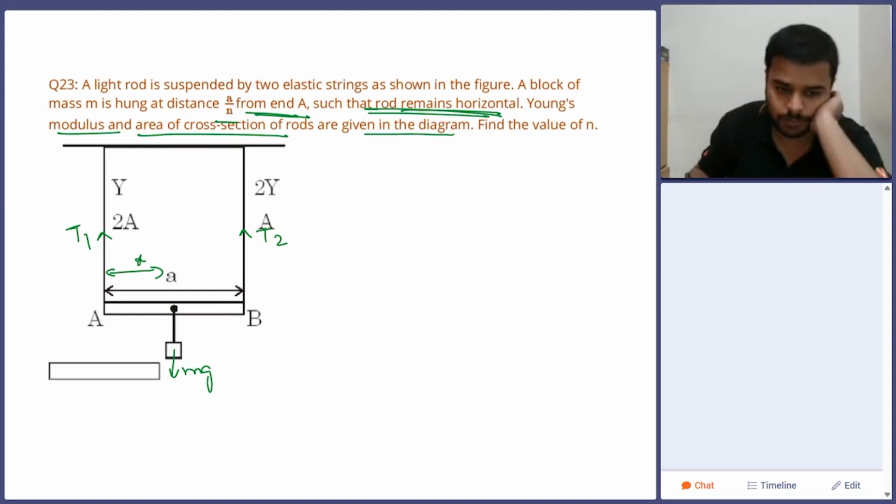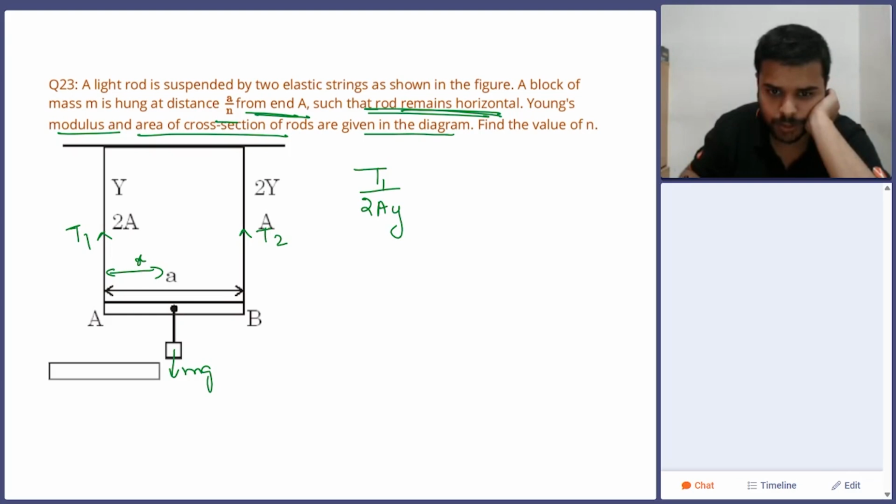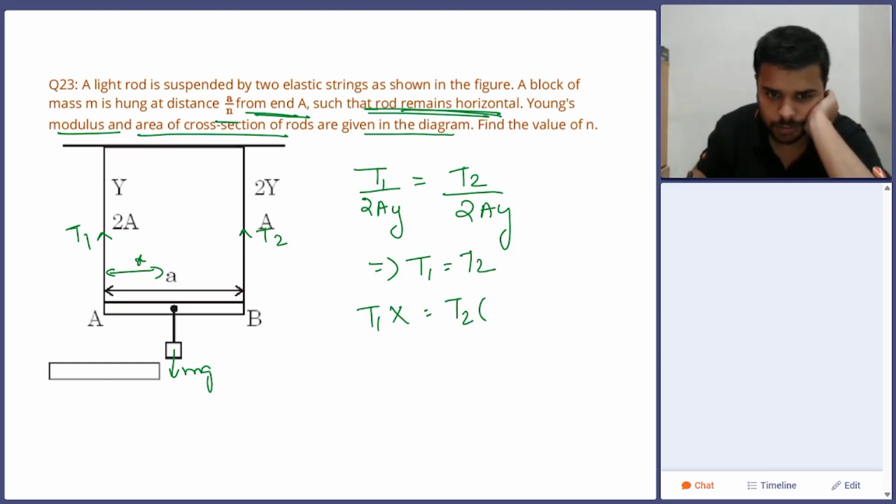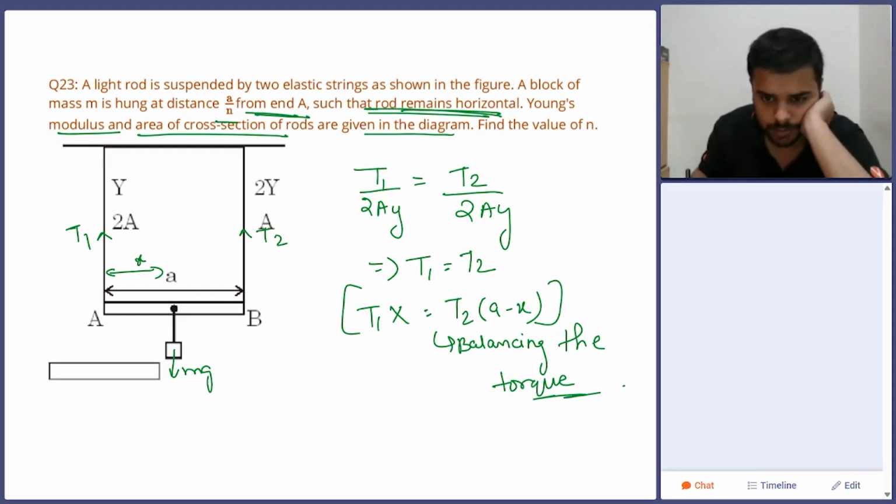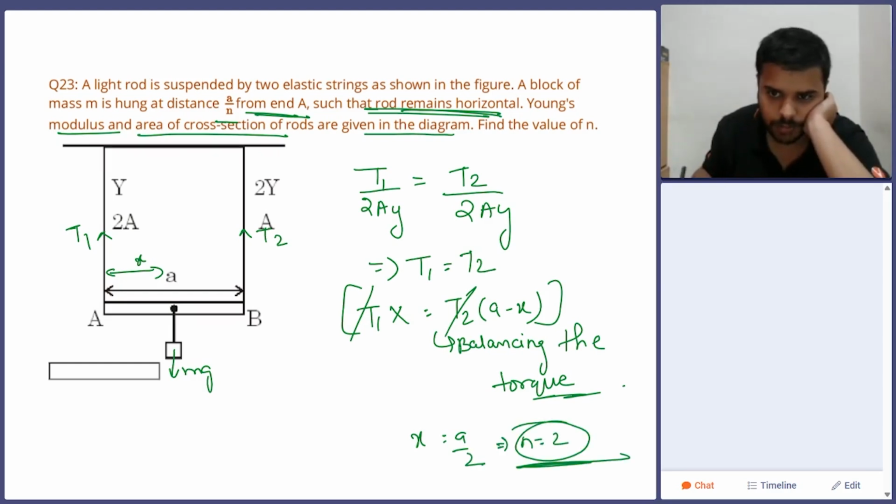So strain in both wires is equal, as it is understandable. So T1 by force upon area 2ay is equal to T2 by 2ay. So we know that T1 is equal to T2. So T1 x is equal to T2 (a minus x), balancing the torque. Since the whole system is at equilibrium, torque will be balanced. So T1, T2 got cancelled. x is equal to a by 2, right? So that implies n is equal to 2. 2 is your answer.